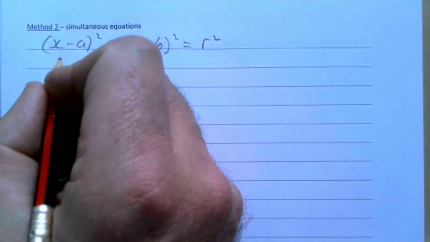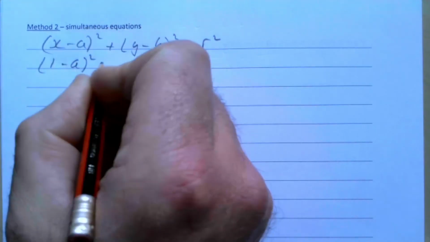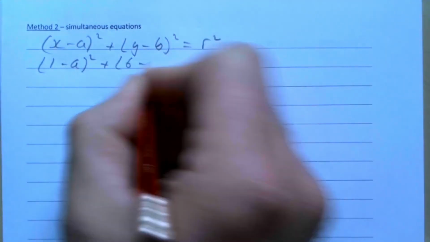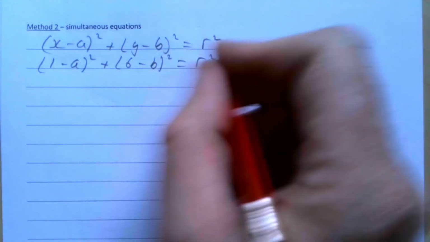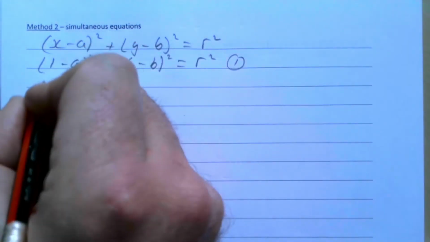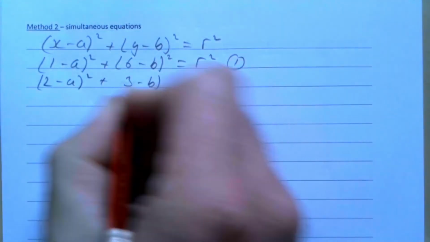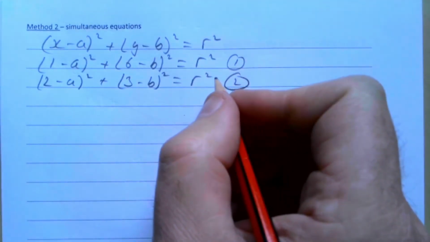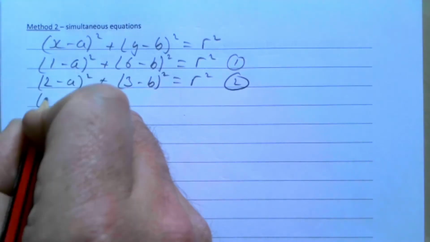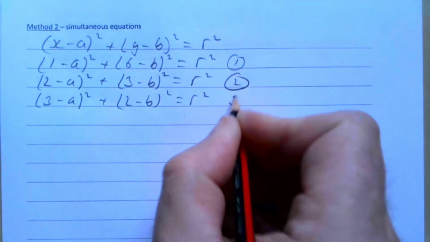For our first one, it's going to be 1, 6, so (1 minus a) squared plus (6 minus b) all squared is r squared, and that's our equation 1. Number 2 is (2 minus a) squared plus (3 minus b) squared is equal to r squared. That's our equation 2. Then we have (3 minus a) squared plus (2 minus b) squared is r squared.